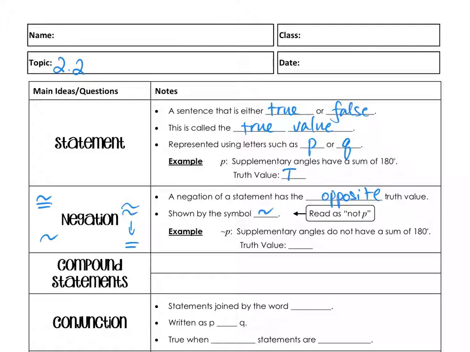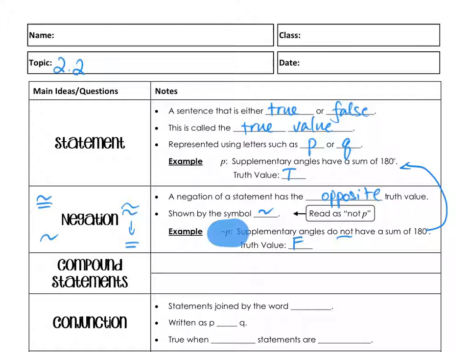So if you take a look here, this is how we negate a statement with that squiggly thing. So when we say supplementary angles do not have a sum of 180, that's a negation of our previous statement. And unfortunately, the truth value for this one is false.